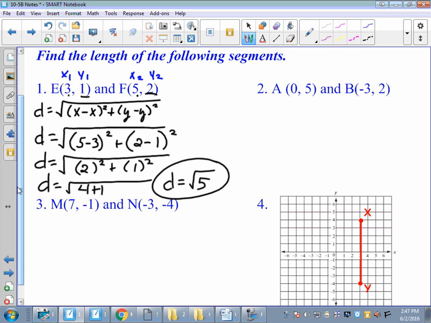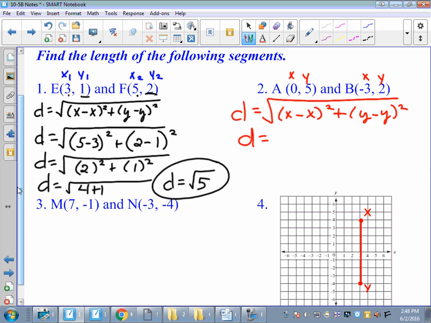Let's try the next one. So I have an x here and a y here, an x and a y here. Sometimes it helps just to put those designators above them. So distance is equal to x minus x squared plus y minus y squared. The more you write it down, the more it's going to become memorization.